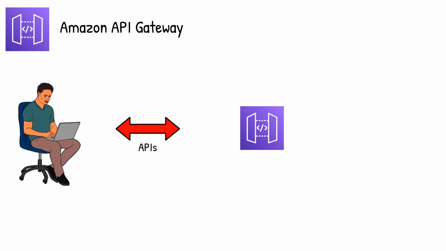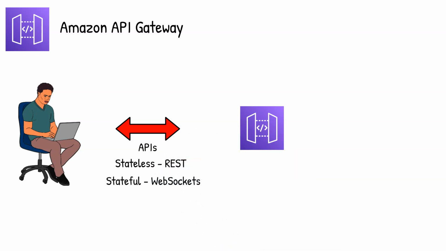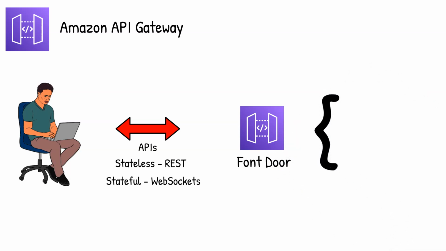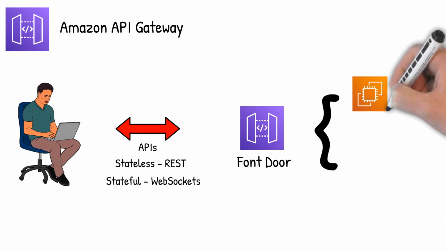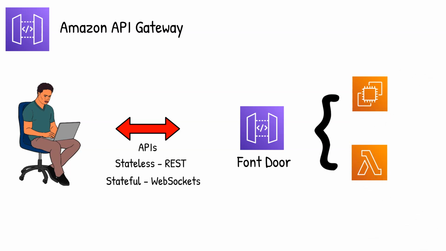API Gateway is a fully managed service that makes it easy for developers to create and secure stateless or stateful APIs at any scale. API Gateway acts as a front door for applications to access business logic or functionality from your backend services, such as workloads running on Amazon EC2, code running on AWS Lambda, or any web application.